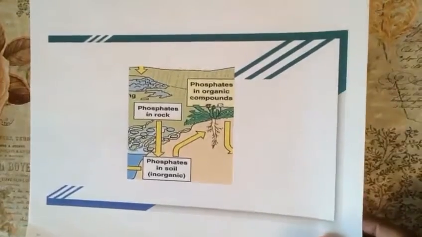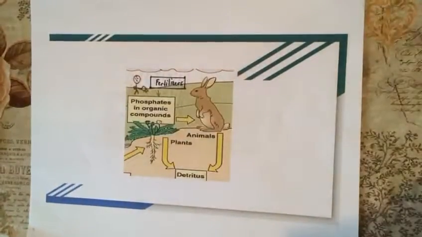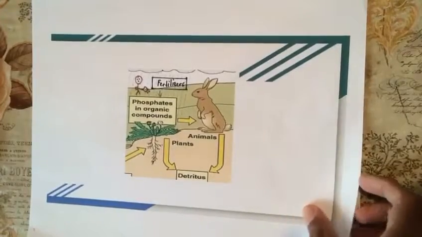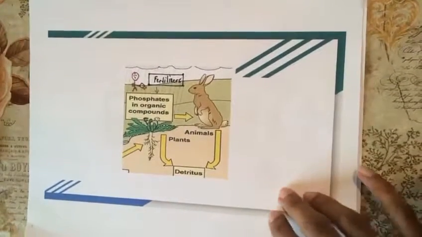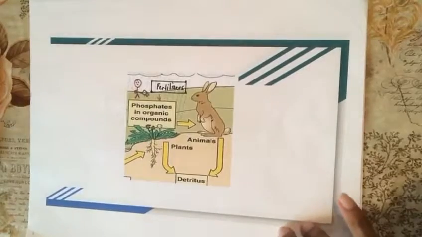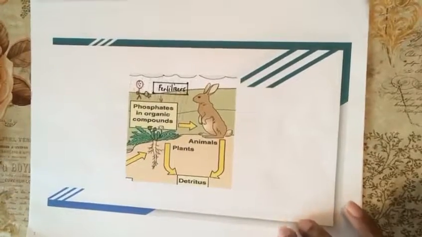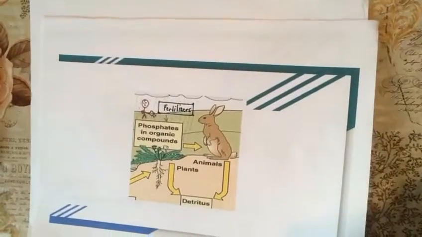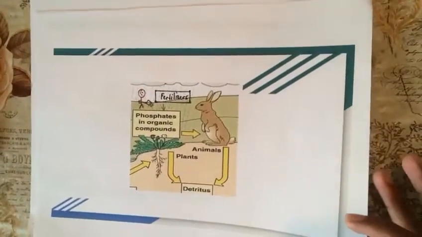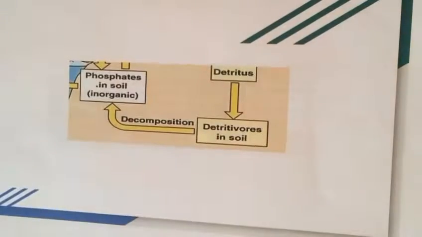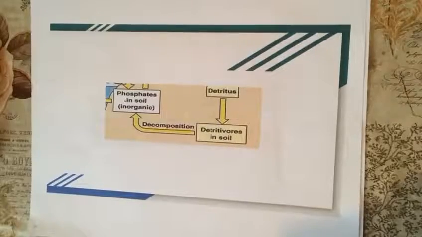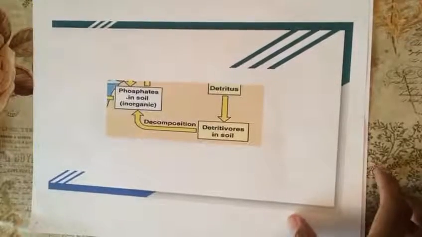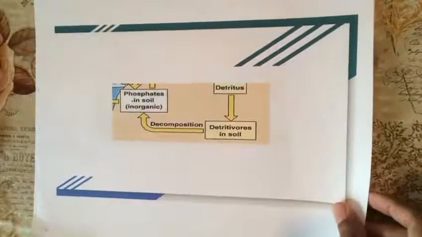Plants take up inorganic phosphate from soil. The plants are then consumed or eaten by animals. The animal's waste and body, when it dies, becomes detritus. When the detritus goes deep into the soil, detritivores in the soil decompose it and it becomes the soil's phosphate. That cycle repeats.